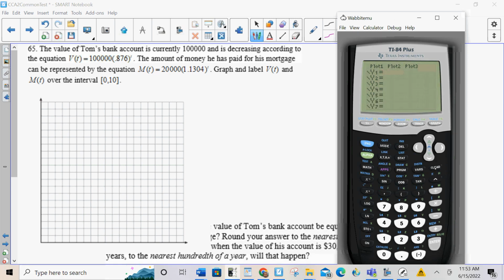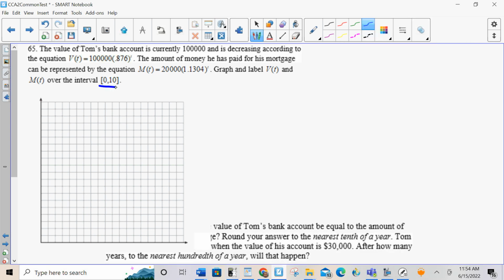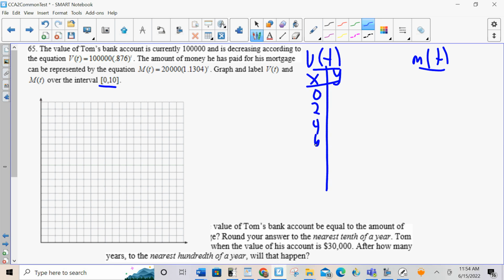V of t is 100,000 times 0.876 to the power of x, and then m of t is 20,000 times 1.1304 to the power of x. Does it say what to graph between? Yes, it says to graph between 0 and 10. So I'm going to make a table for v of t and for m of t. I'm not going to plot every single point. I'm thinking 0, 2, 4, 6, 8, 10.